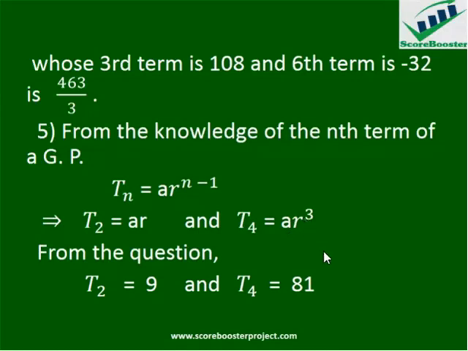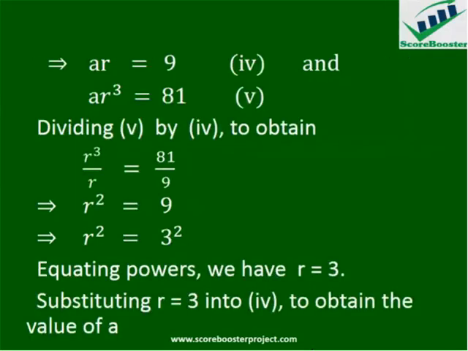From the question, the value for the second term is given as 9. Therefore T2 equals 9, and the value for the fourth term is given as 81. Therefore T4 equals 81. Also, T2 is ar, therefore ar equals 9, and that is tagged as the fourth equation, and ar cubed, which is T4, equals 81, and that is tagged as the fifth equation. Now we either obtain the value of a or r.